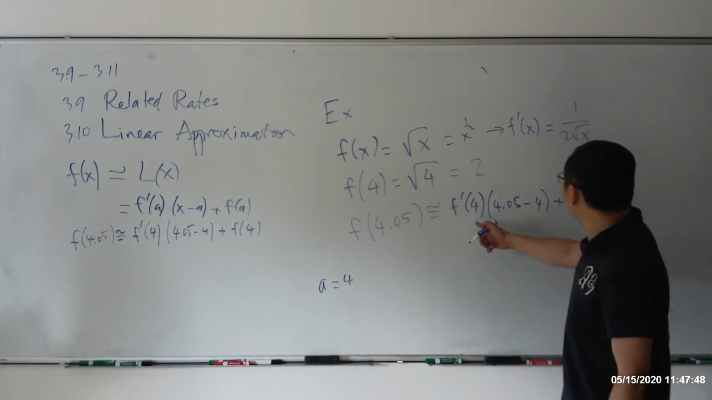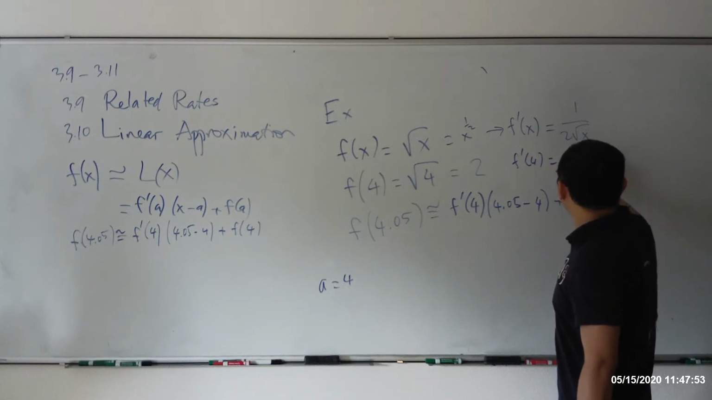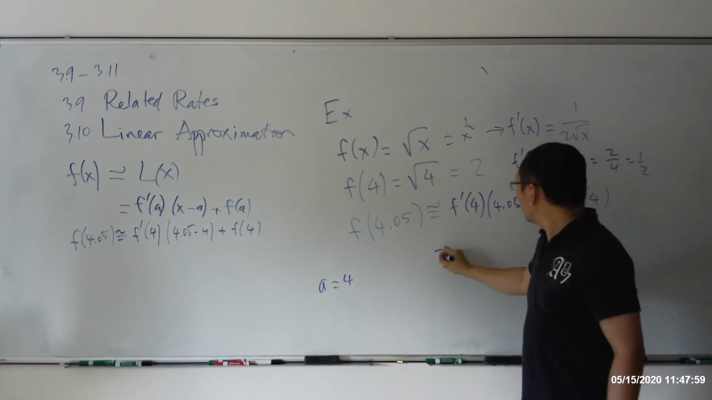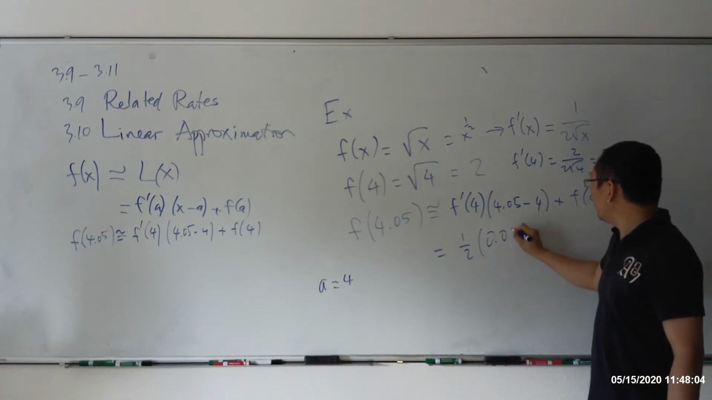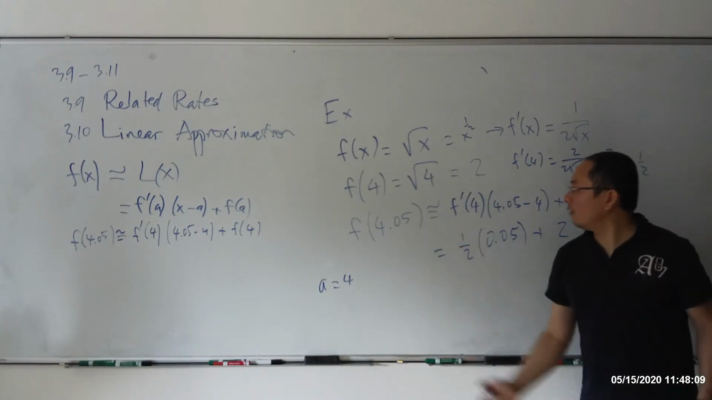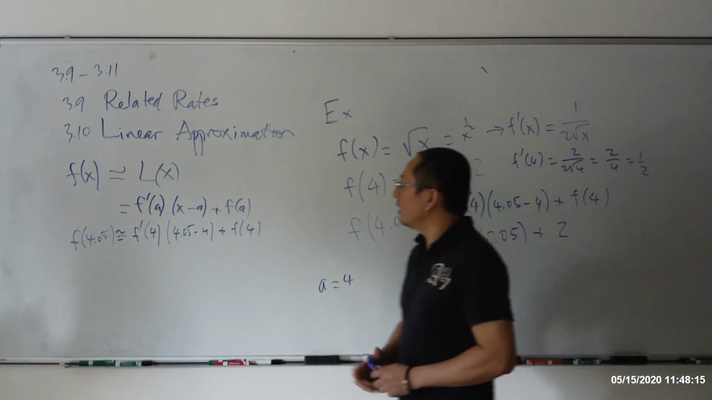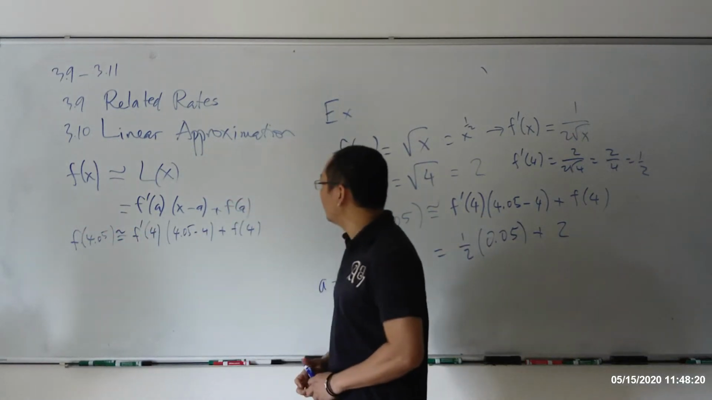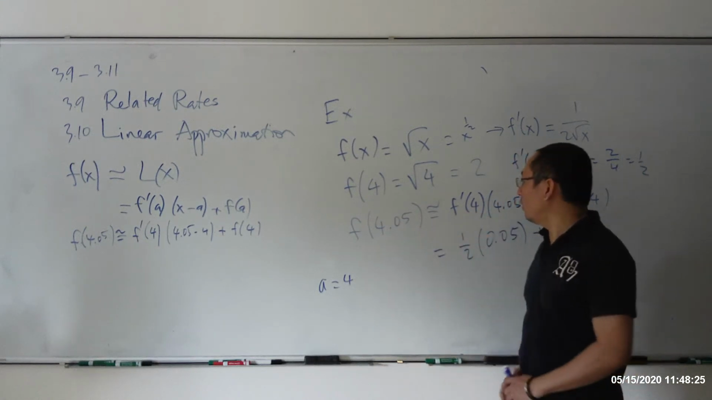Okay? So how do we calculate this? f prime of 4 is 1 over 2 square root of 4, which is 1 over 4 times 2, which is 1/2. So this is 1/2. 4.05 minus 4 is 0.05. f of 4 is 2. You plug it in, you got f of 4.05. It's pretty close. Okay? You see the idea of approximation? If you know a point, you can approximate values of the function close to that point. That's the idea. Here, I know f of 4, then I can approximate f of 4.05.